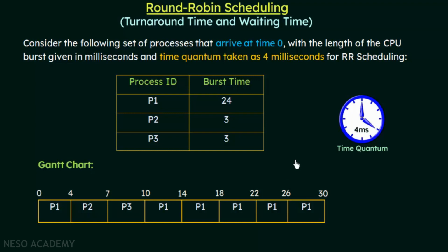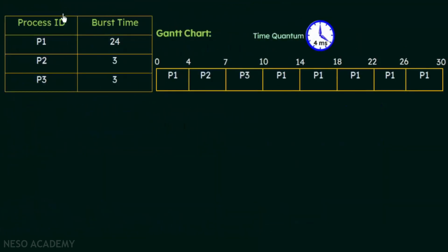Alright, now we have formed the Gantt chart, and now let's see how we can calculate the turnaround time and the waiting time for round robin scheduling. I've copied down the same table here, which shows our process IDs and the burst times, and the Gantt chart that we have formed just now. So now let's see how we can calculate the turnaround times and waiting times.